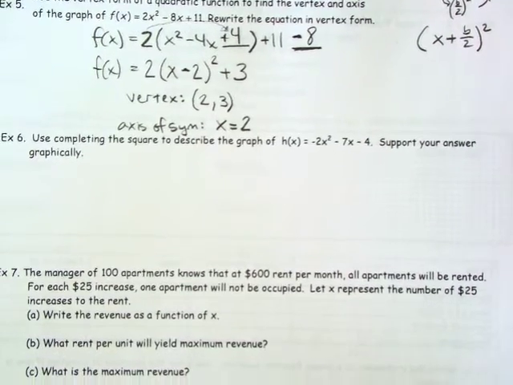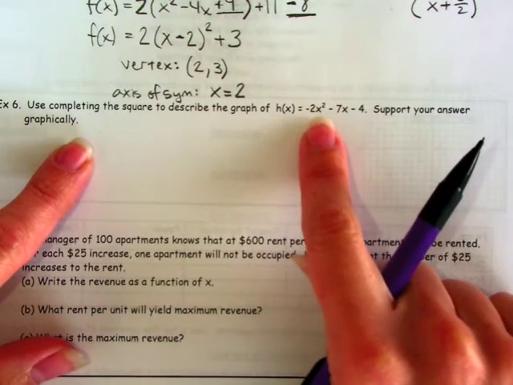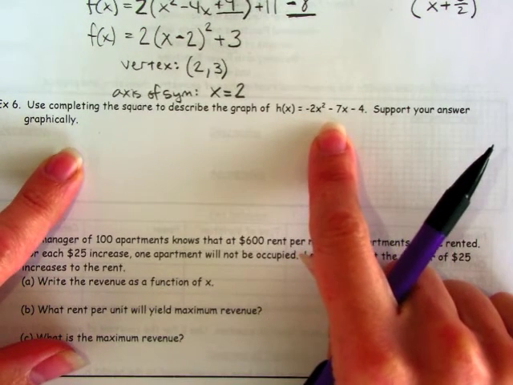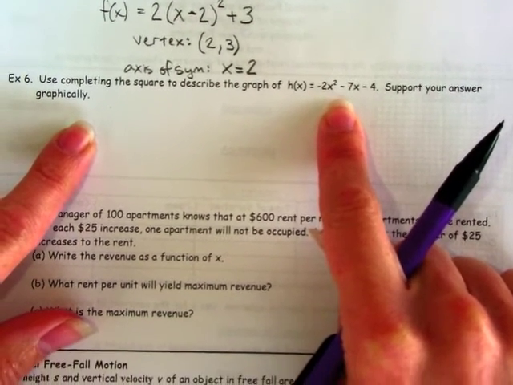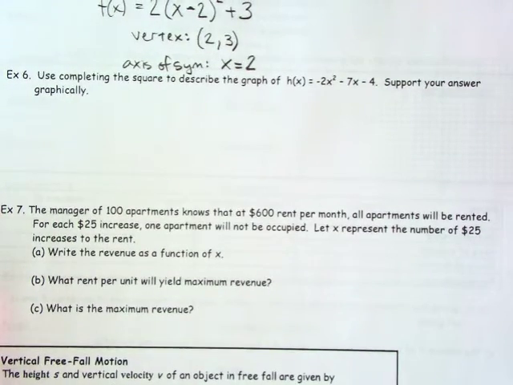Okay, here we're going to do it one more time. Let's take a look at our original function. We're going to do completing the square. If you feel comfortable at this point, go ahead and pause the video and try it yourself. If you want to walk through it with me, just stay here and we'll walk through it. Okay, so here's h of x.